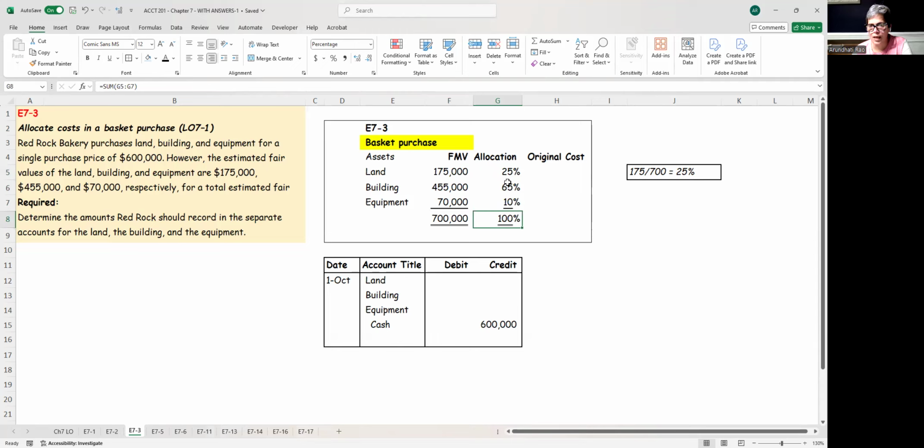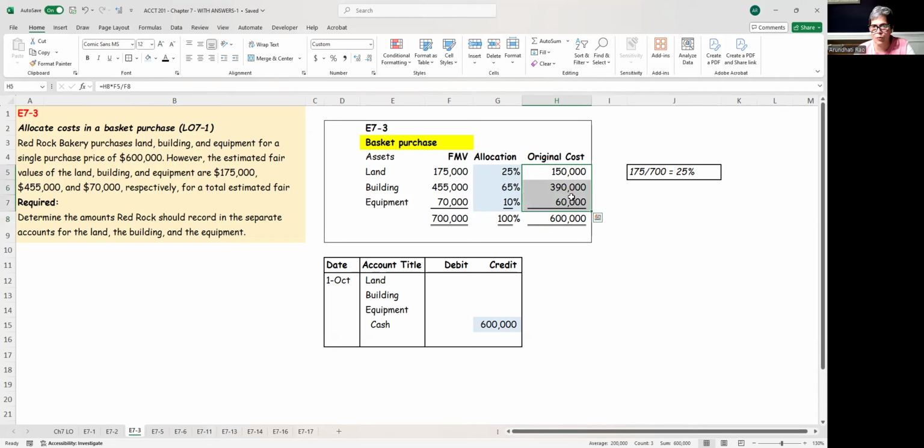Now what I'm going to do is take each of these percentages and multiply it by 600,000. So 25% of 600,000 gives me 150,000. 65% of 600,000 gives me 390,000. And 10% of 600,000 gives me 60,000. Now, once again, they have to add up to 600,000, so let's add up these numbers, and I come up with 600,000.